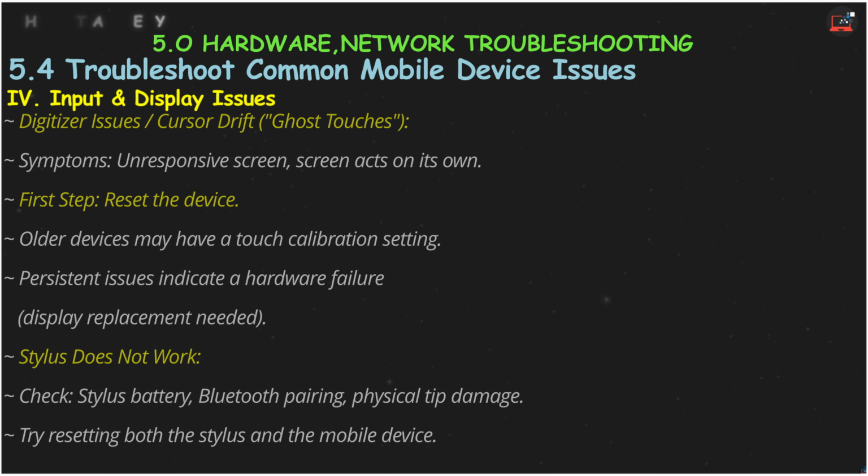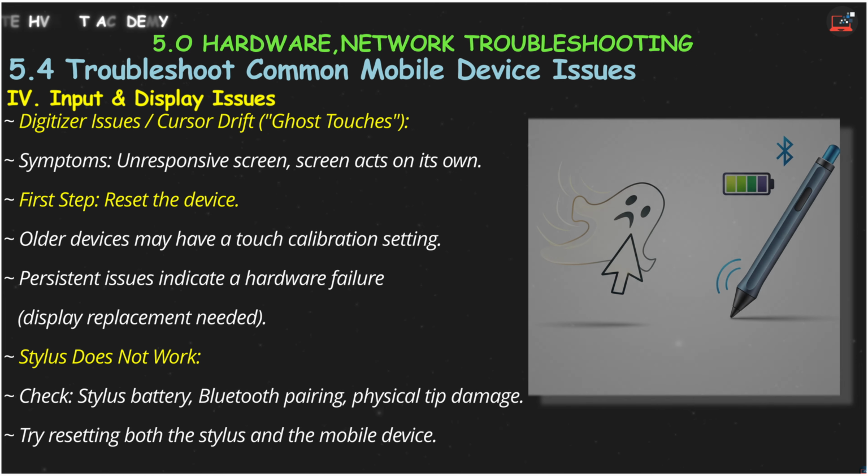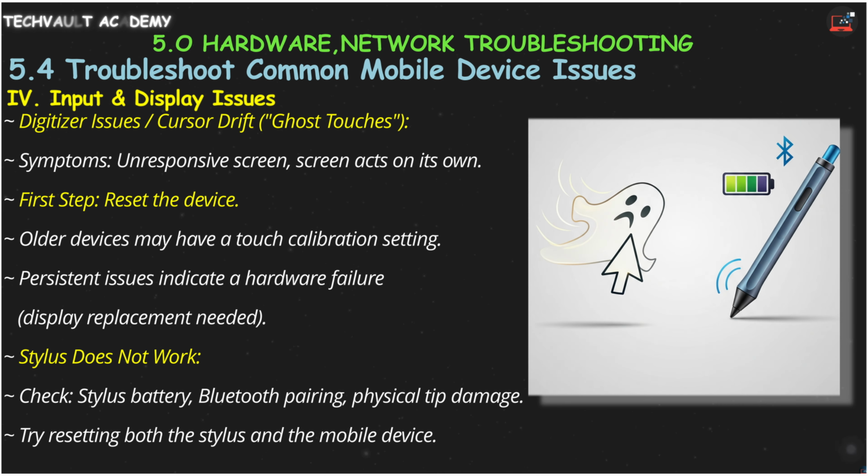If your touch screen is unresponsive or you're seeing ghost touches where the device acts on its own, you may have digitizer issues. A simple reset of the device is the first step. For older devices, you might find a touch calibration utility in the settings. If the problem persists, it's likely a hardware failure requiring a screen replacement. This ghost touch issue is also known as cursor drift.